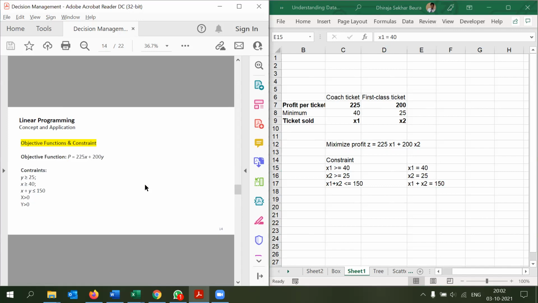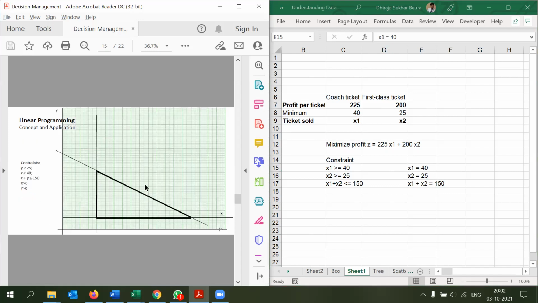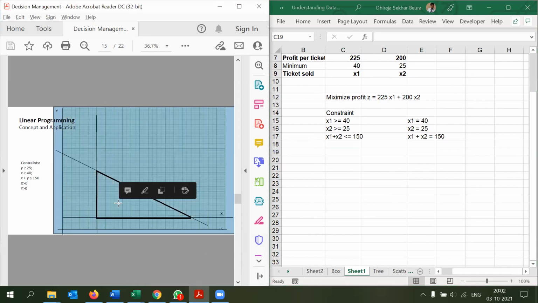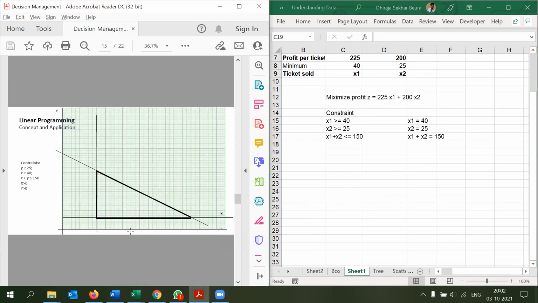No, it is not there. Okay, not a problem. If you put this in a graph, there is this triangle only, right? Okay, the marking is not there. So the lines for 25 and 40 are not there.